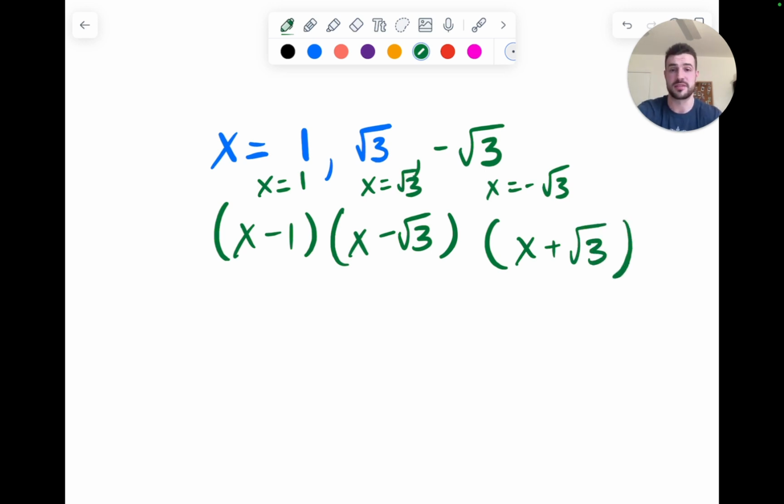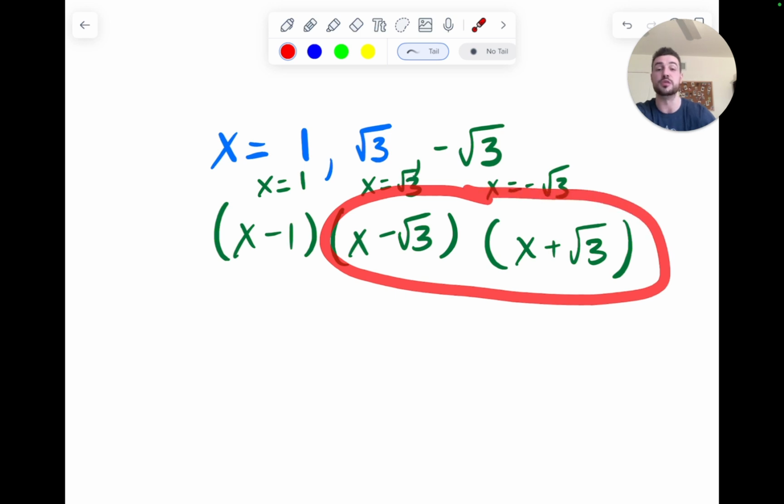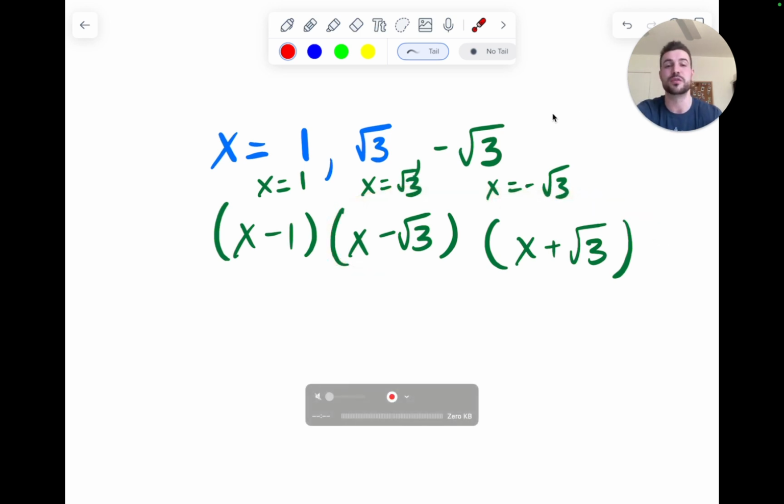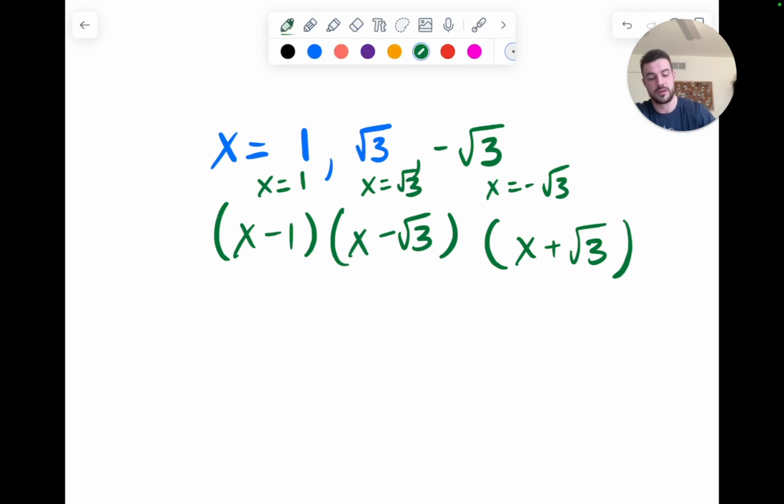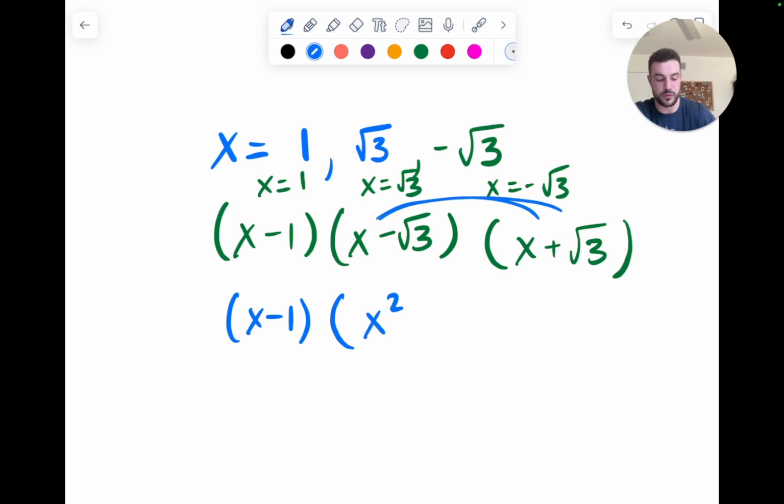Now, again, the process is the same. I'm going to multiply out. However, what I'm going to do is start with my back two binomials. And the reason I'm going to do this is they both have radicals, and so something interesting is going to happen when I do that multiplication. So I multiply out. Actually, first of all, I've got an x minus 1 still. But I'll have x times x, which is x squared. x times the root 3 is a positive root 3x. Negative root 3 times x. And then I'm going to have a negative root 3 times a positive root 3.